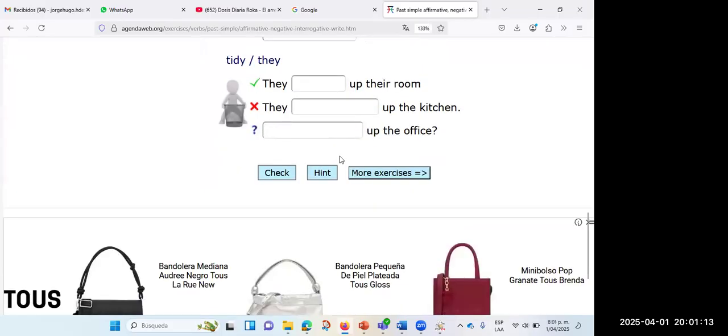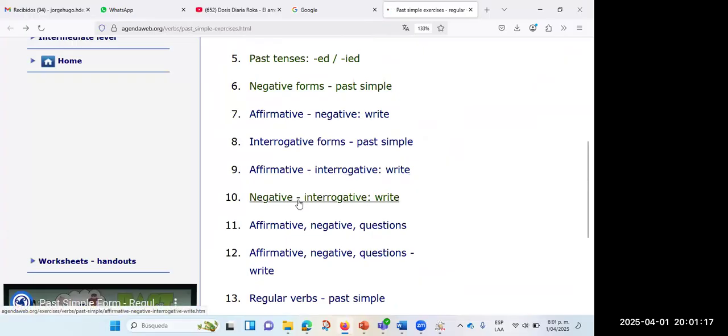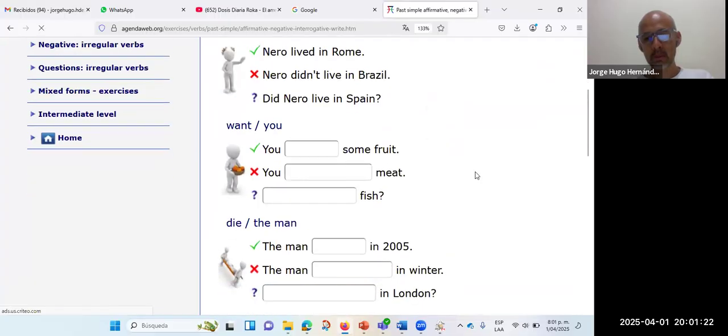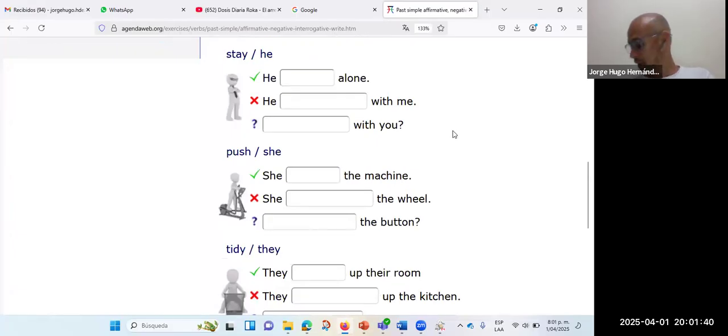Profe, también que ahí cuando da la pregunta inicia con did, siempre. Yes. Eso lo vamos a ver la próxima clase, pero sí, when we are going to make questions, we have to start with did and the verb in present, okay? Because we are using did, the verb is in present, okay? So you can do a lot of exercises like this one.